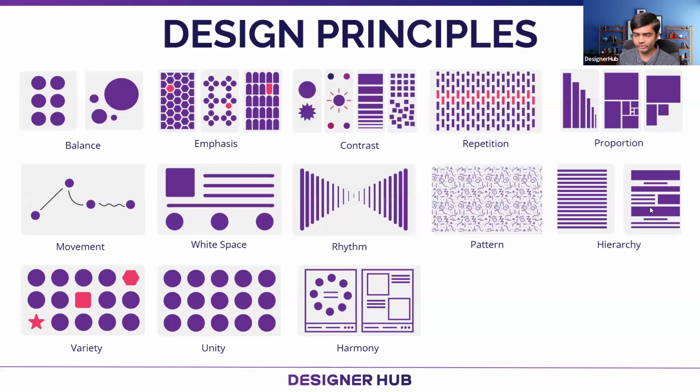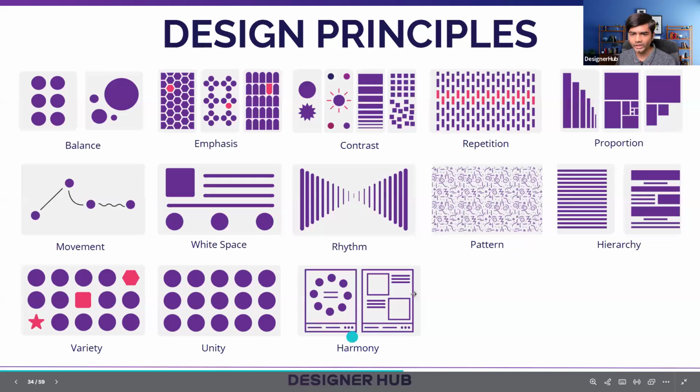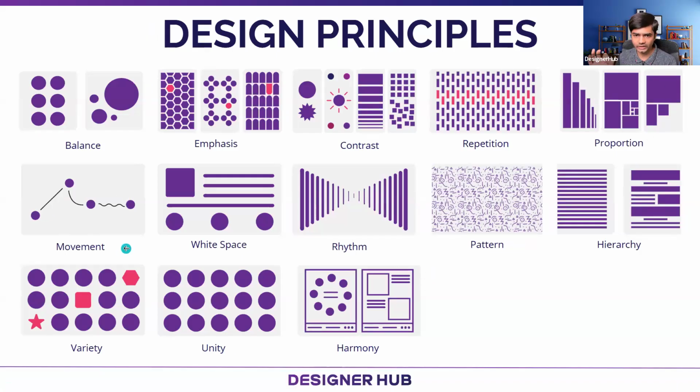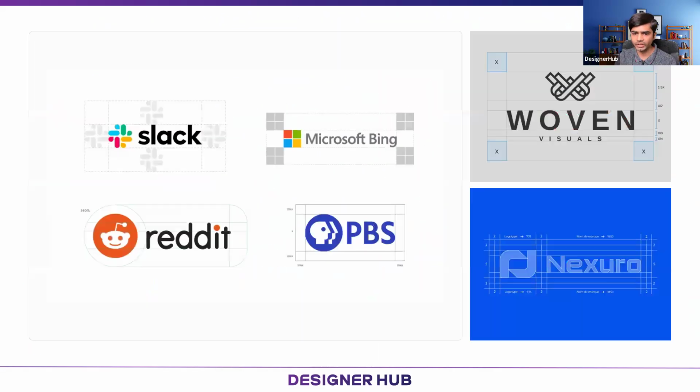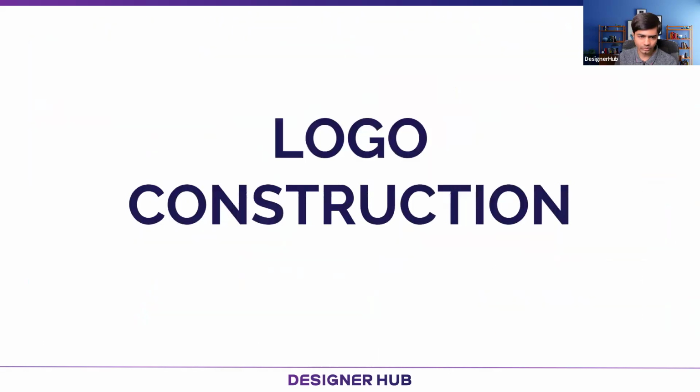And with that, as I told you, design principles: you need a very clear understanding of these 13 design principles, which are balance, emphasis, contrast, repetition, proportion, movement, white space, rhythm, pattern, hierarchy, variety, unity, and harmony. I have explained each of these in detail in my design principles workshop, so do check it out. But I'm just giving you an overview that these are the skill sets you need to build for having a good logo.